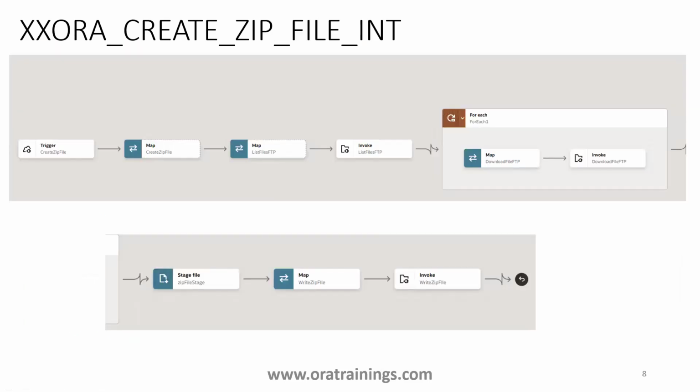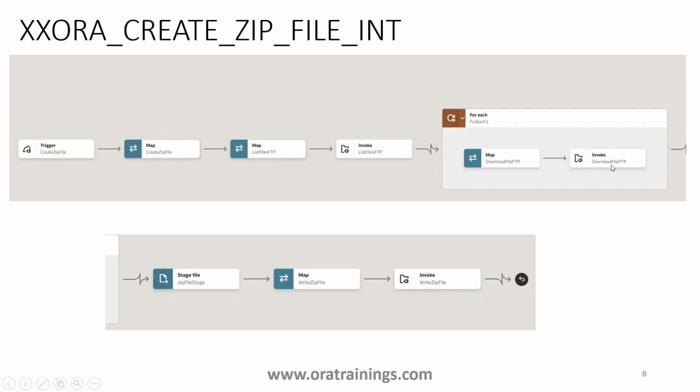Now here you can observe the list of activities which are part of this integration. The first one is the REST trigger activity, wherein we just mention create file. That's the starting point of your integration. The next important activity is the invoke activity, listing the files in FTP. So we are trying to read all the files which are available in a specific folder in FTP.